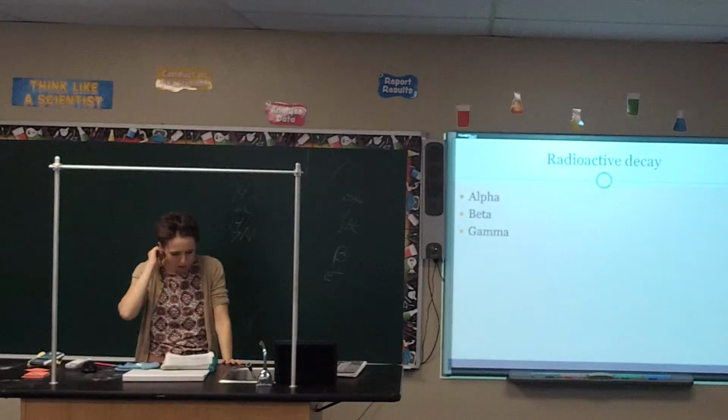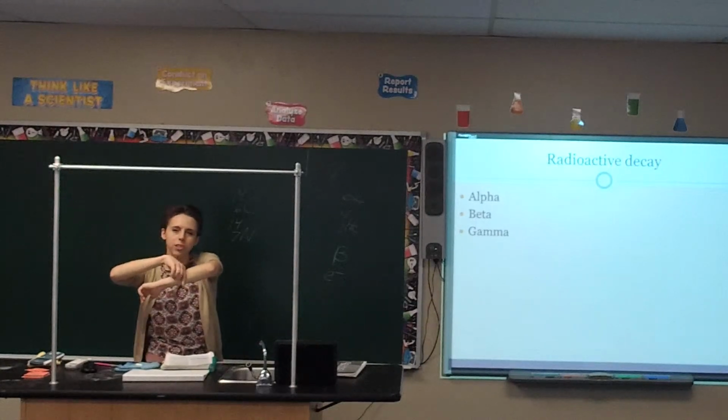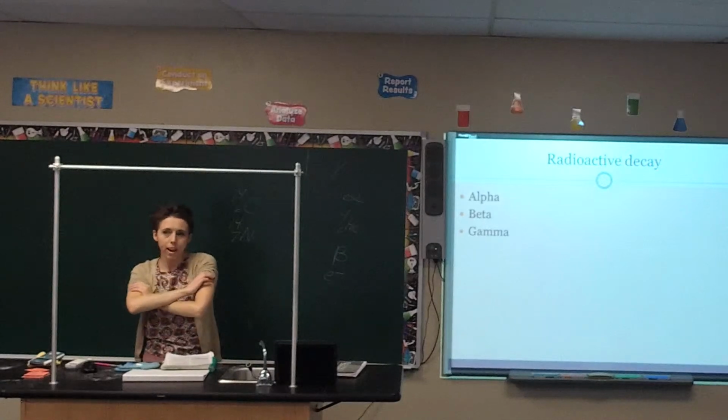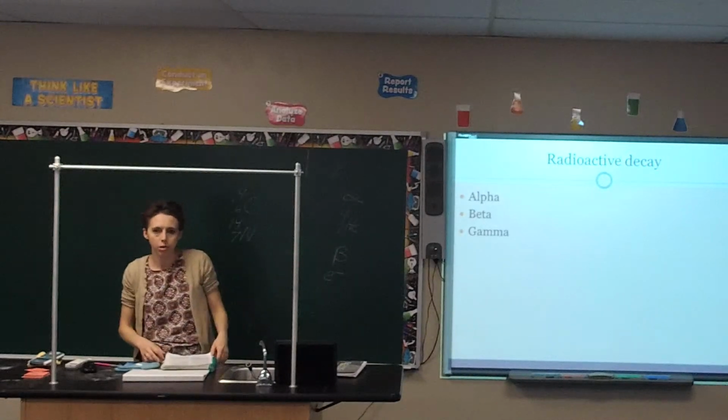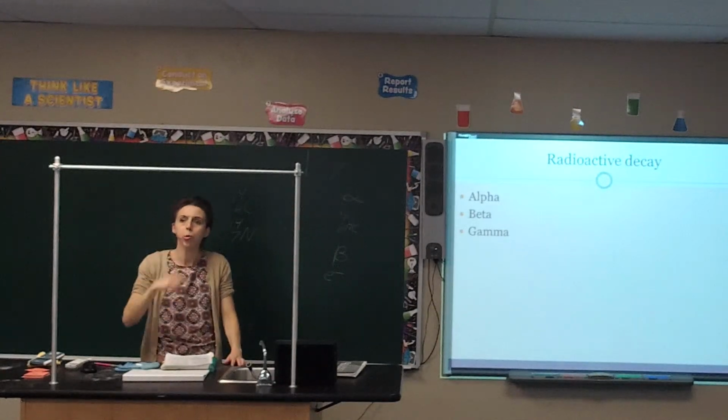Beta particles, your book points out as well, are somewhat more dangerous because they can go deeper into your body. They can get through your skin and get into your tissues, but again, not necessarily super dangerous. I mean, you don't want a bunch of it, but you've got to be careful. Gamma radiation is the most dangerous though, because it can go all the way through your body.